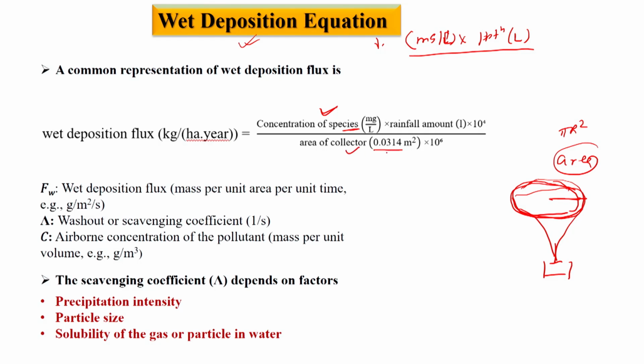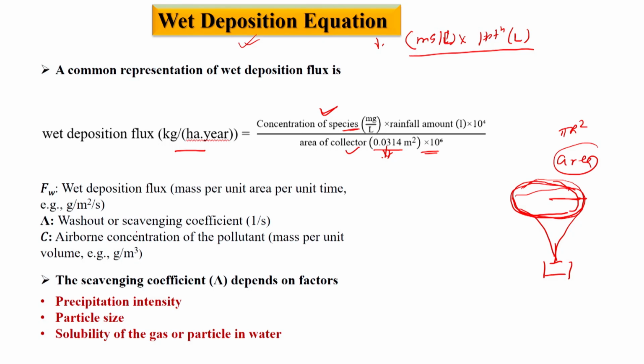For example, here 0.00314 meter square is taken for a specific collector that is given, and then you have an area from here, and you just have to use a factor of 10 to the power 6. So again you can calculate the wet deposition flux here, and this is usually given in kilogram per hectare per year.